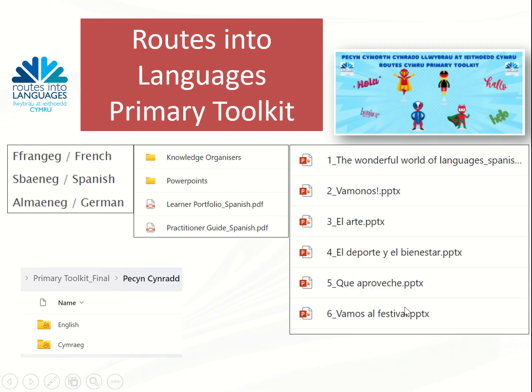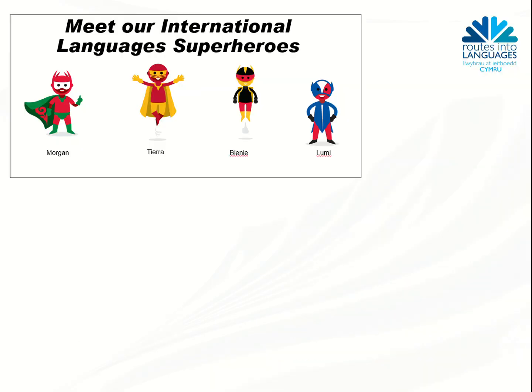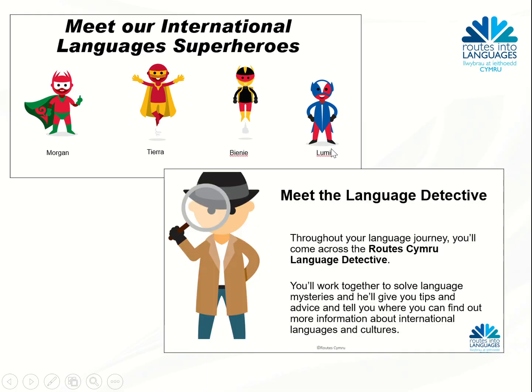So there are 6 different topics, and throughout it what you're doing is going through with a language superhero, one for Welsh, Spanish, German and French. And the idea is that pupils are being language detectives, working with these language detectives to solve language mysteries and to really learn about what languages are and how they fit with other cultures. It's been specifically designed to help meet the progression steps within Languages Connect Us.